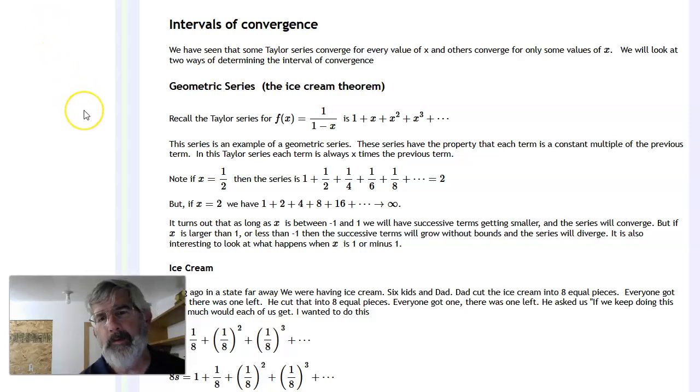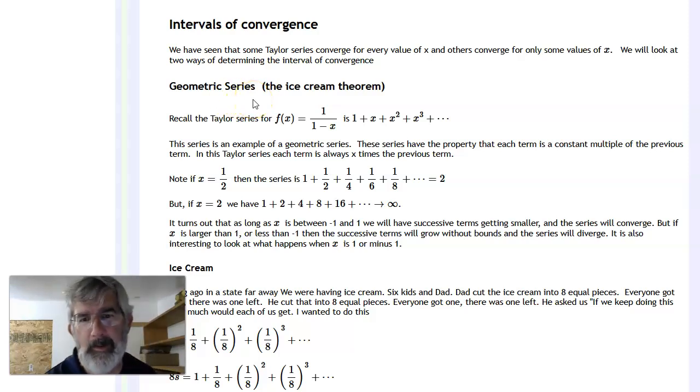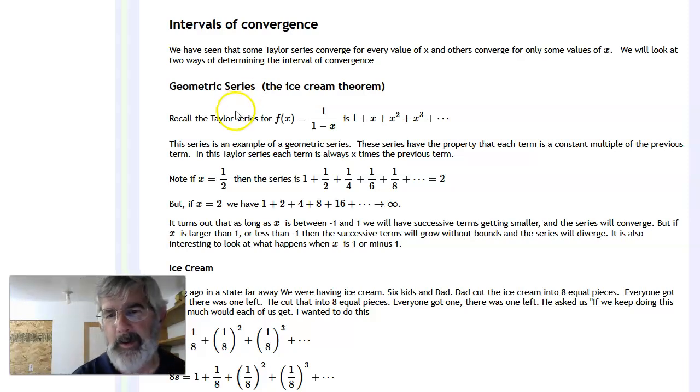There are several different methods for determining this. In the scope of this one credit course, we're really only going to look at one. I will talk about two. I'll talk about one that we're really going to work with, and then I'll mention another one just so you've been exposed to it, but really it's not what we're trying to do in this class. The main thing we're looking at is what's called a geometric series, and I like to think of this as the ice cream theorem. That was coined by a student of mine, and I'll tell you the story in a little bit here.